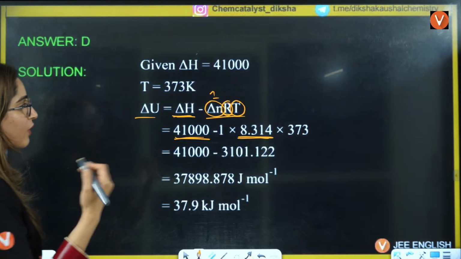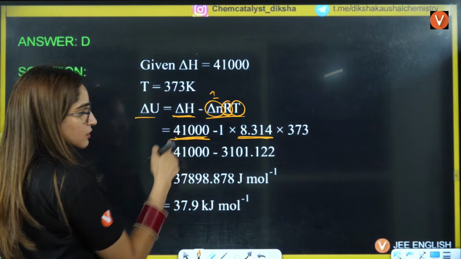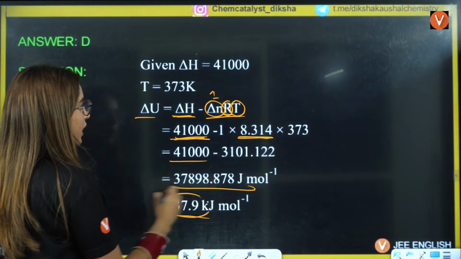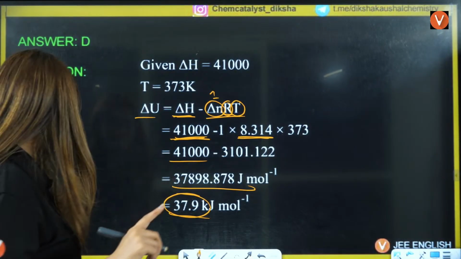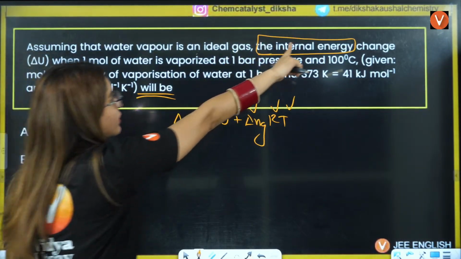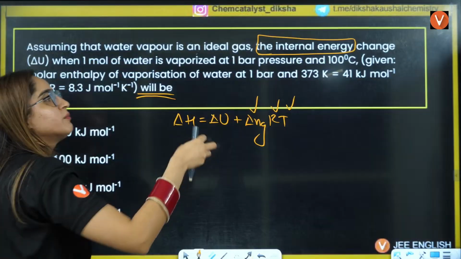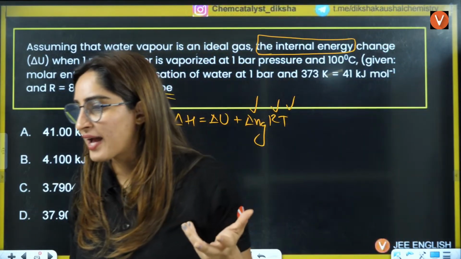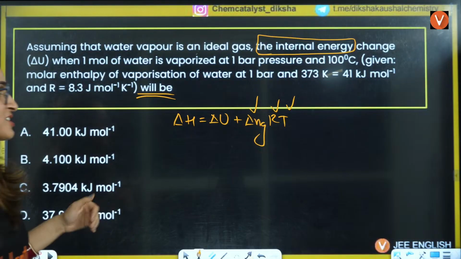That means 41,000 in joules. You just solve it and you will get your answer for delta U. That's a very interesting thing that they have asked you. Internal energy will be. Okay, internal energy is here and will be is here. So that is why it is an English kind of question.